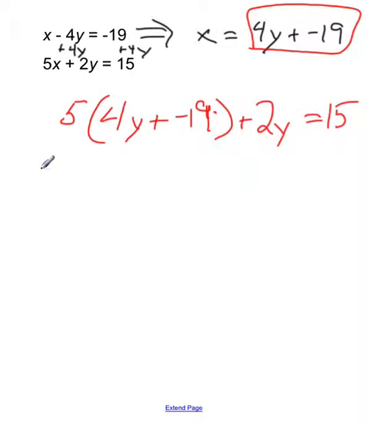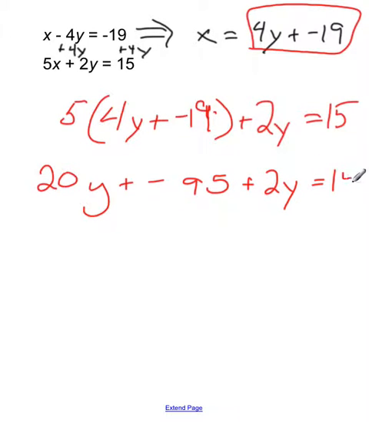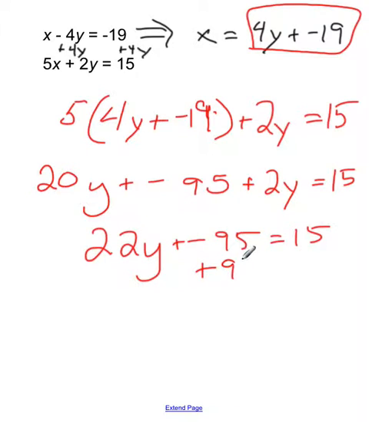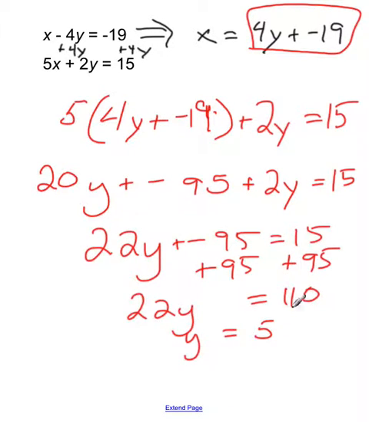And now I'm going to distribute. I have 20y plus negative 95 plus 2y equals 15. If I combine like terms, I have 22y plus negative 95 equals 15. I add 95 to both sides, and I get 22y equals 110, which you will find works very nicely. y equals 5. Now, how do I get my x?